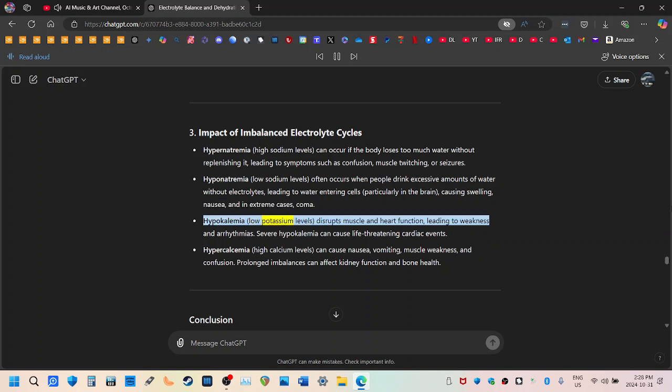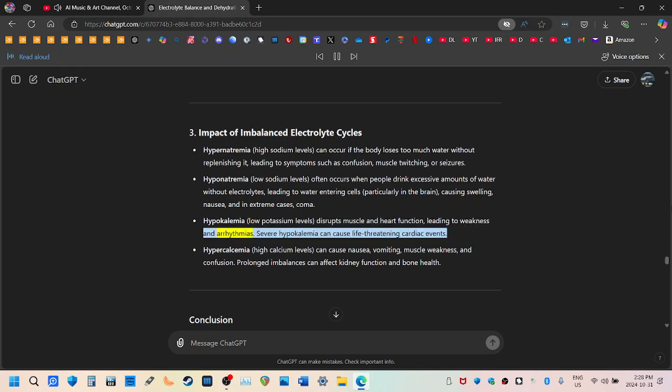Hypokalemia, low potassium levels, disrupts muscle and heart function, leading to weakness and arrhythmias. Severe hypokalemia can cause life-threatening cardiac events.